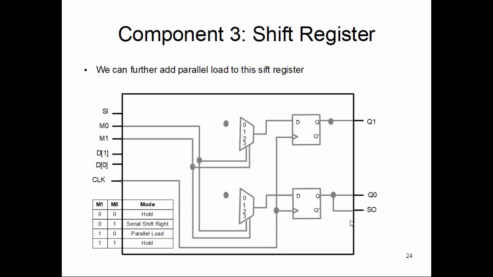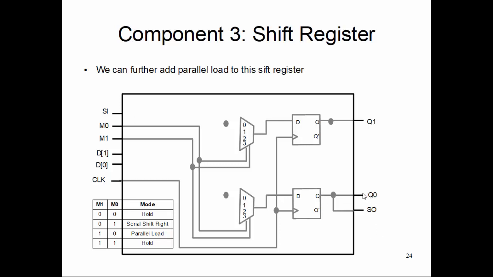0 0 is my hold, 0 1 is my serial shift right, and 1 0 is my parallel load. Essentially, this register is a 2-bit shift register, but it can only shift to the right. Additionally, it can load 2-bit data directly. So we have a scan in, and we have a scan out from, let's say, Q0.